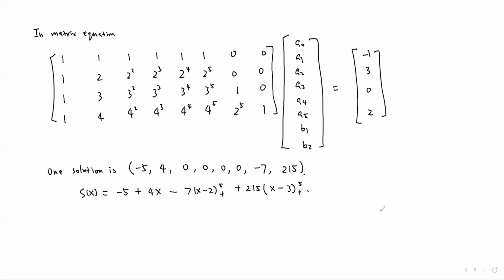So when we have a basis of the space, interpolation becomes very easy. A second solution is negative 5, 3.6, 1, 3.5, negative 3.1, negative 4, 1, 4, 3. And the corresponding spline function is this.